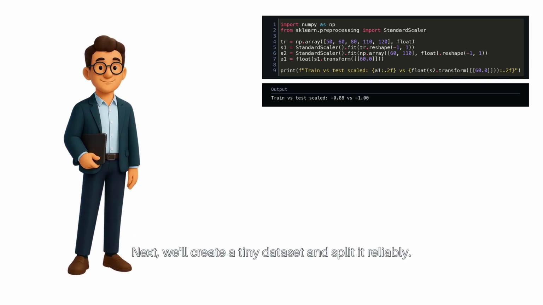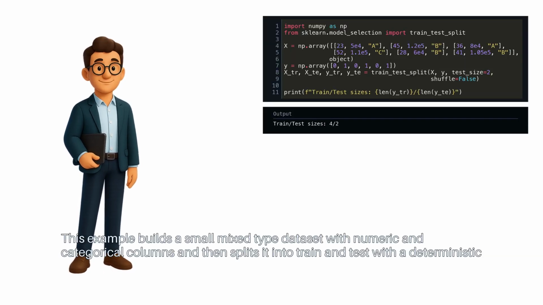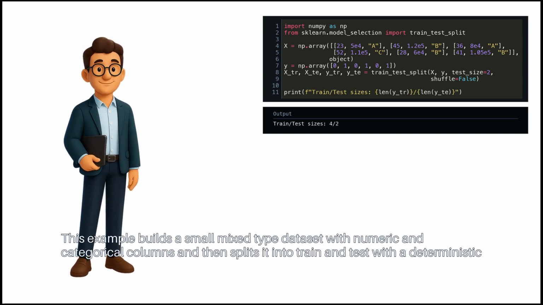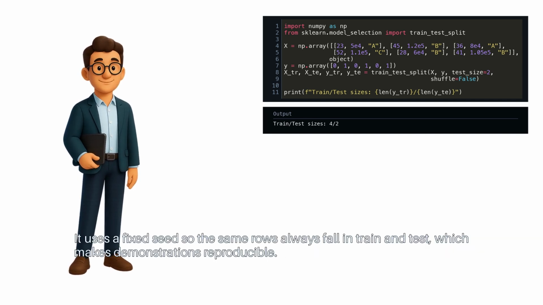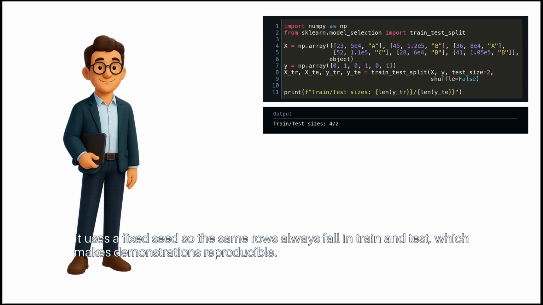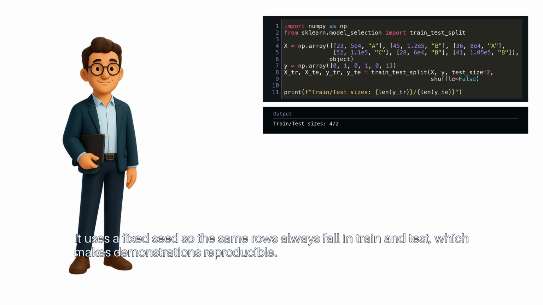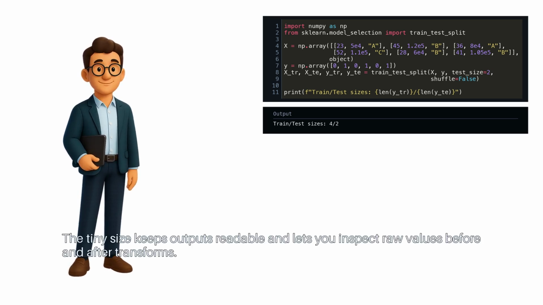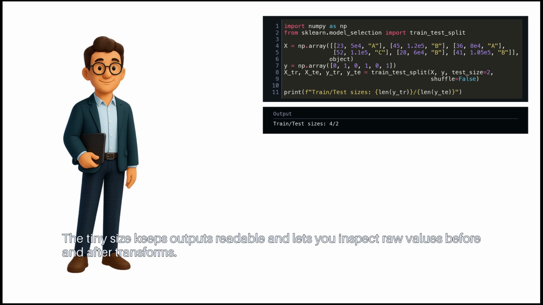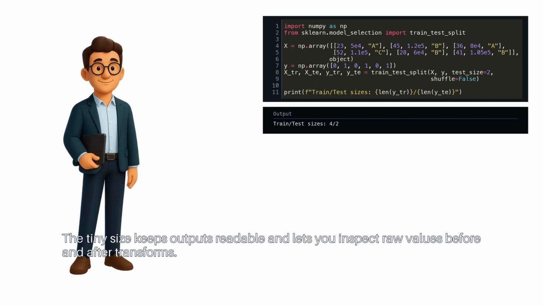Next, we'll create a tiny dataset and split it reliably. This example builds a small mixed-type dataset with numeric and categorical columns, and then splits it into train and test with a deterministic split. It uses a fixed seed, so the same rows always fall in train and test, which makes demonstrations reproducible. The tiny size keeps outputs readable and lets you inspect raw values before and after transforms.